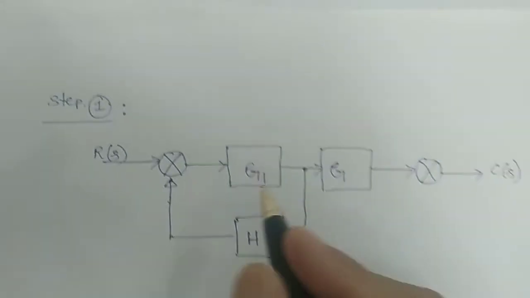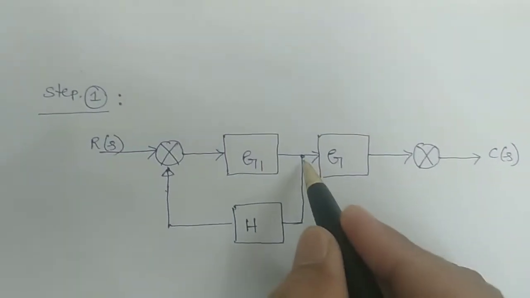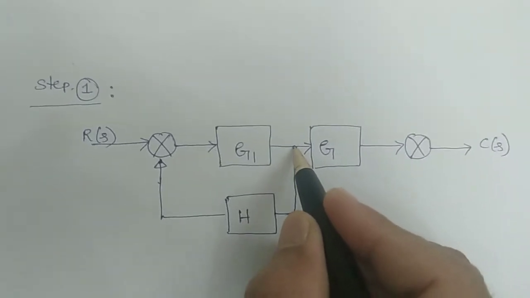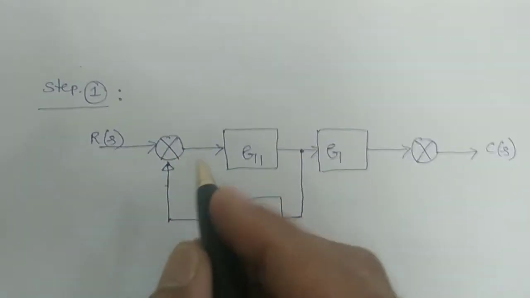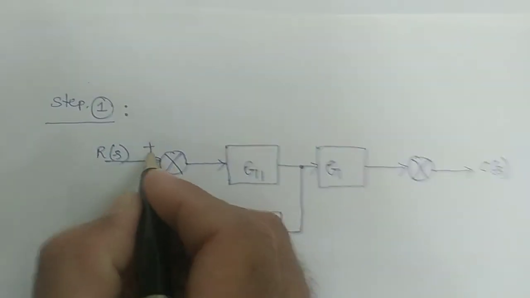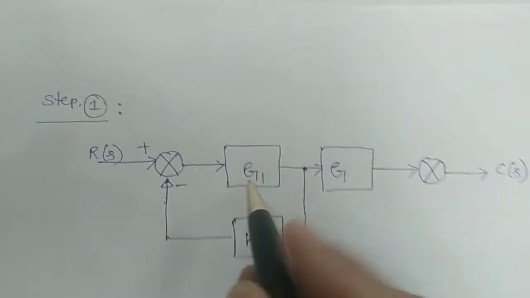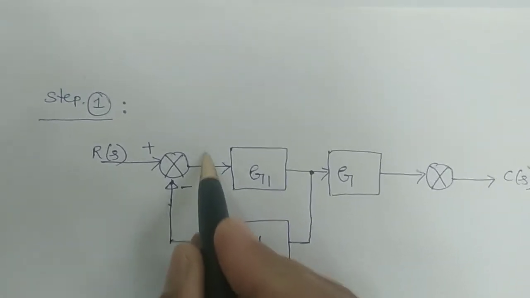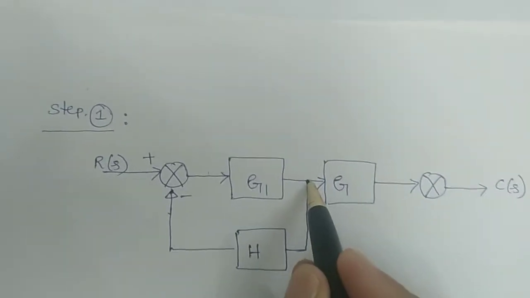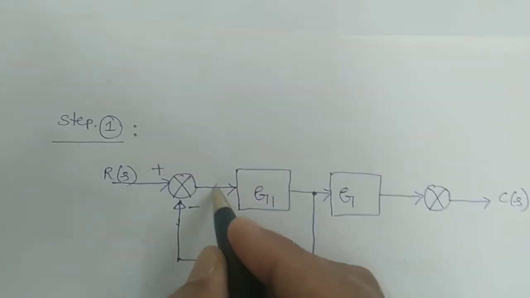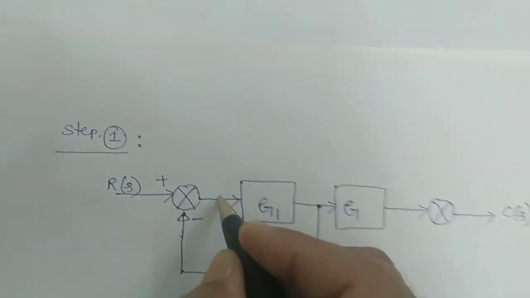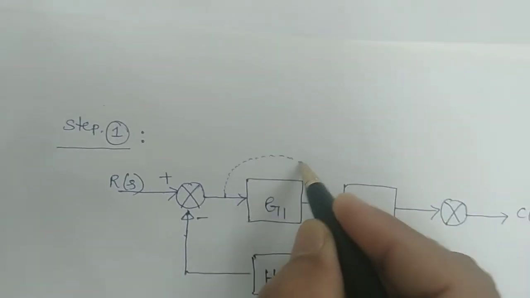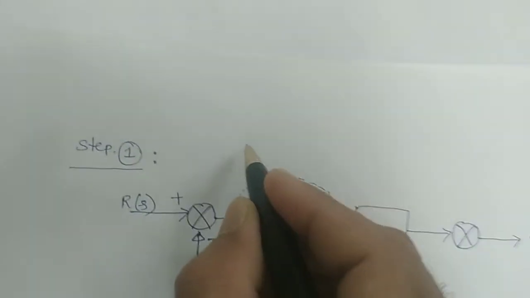Now here, if you see, this is the second takeoff point. I am not changing that because I need it, because with this takeoff point I am having a simple closed loop. That's why I am not disturbing this loop. Now what I am doing in step 1 is shifting this takeoff point to after the block. This point I am going to shift after the block G1 here. I am removing this entire connection.